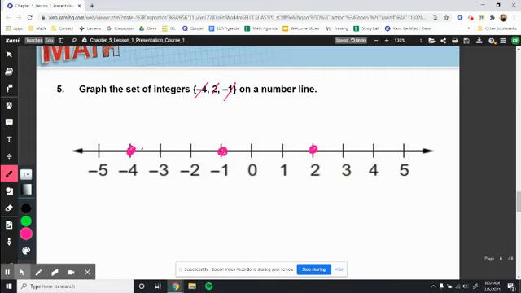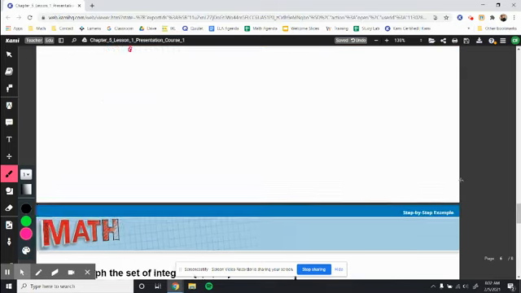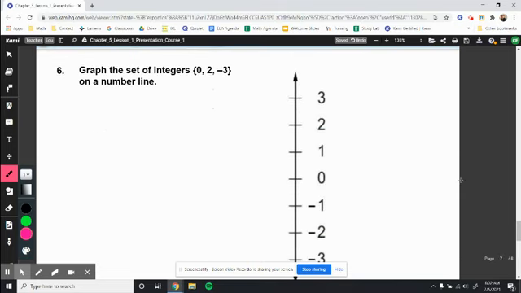When we are graphing, just put a dot exactly on the line. Do not put it above. Do not put it below. It needs to be exactly on the line. Please and thank you. Last example, number 6. Just kidding, we have one more. Next example, number 6, we have graph the set of integers 0, 2, and -3 on the number line.